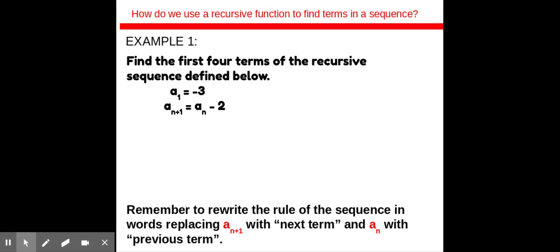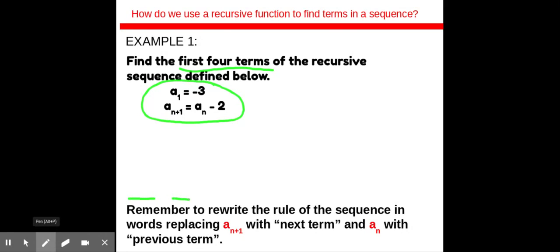So here we go. Example number one is saying, find the first four terms of the recursive sequence defined as below. This is where you're really going to have to delve deep to understand what this recursive sequence is telling us.